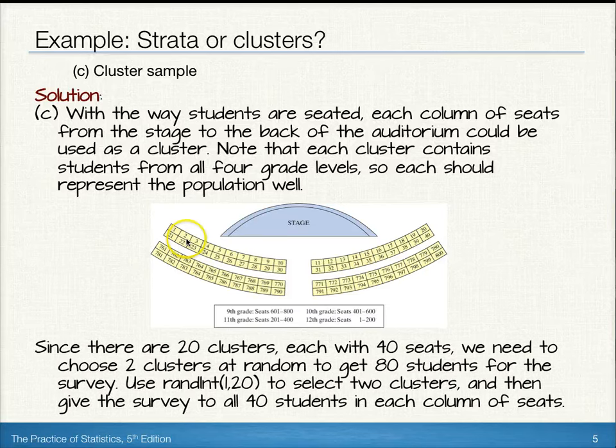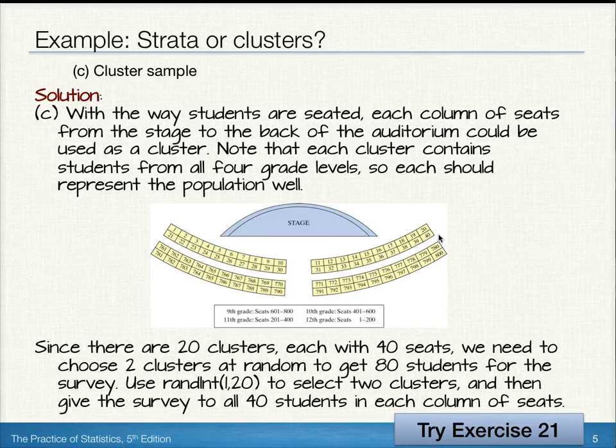Since there are 20 clusters total, we have 20 different columns within the auditorium, each with 40 seats, we would need to choose 2 clusters at random to get 80 students. So we could use randint 1, 20 to select 2 clusters and then give the survey to all 40 students in the column of seats.